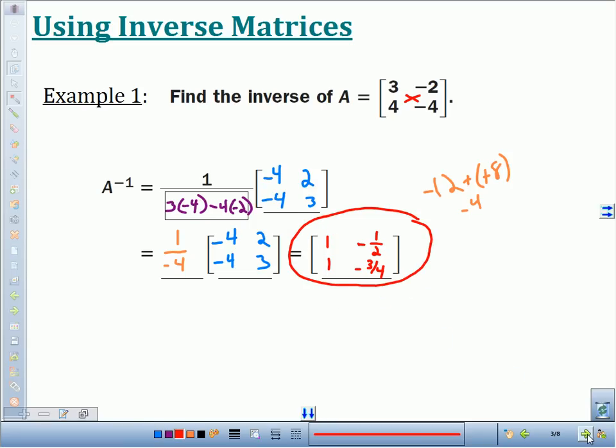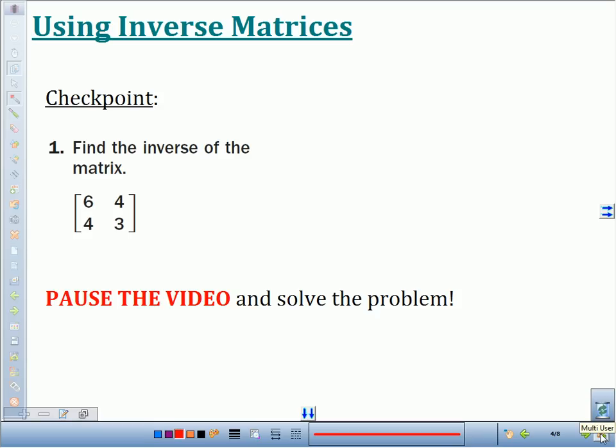Now I want you to take a minute, go to the checkpoint on the backside of your note guide. We're looking at number 1. I want you to find the inverse of this matrix. Remember to draw your lines to connect the numbers, and then follow the steps.